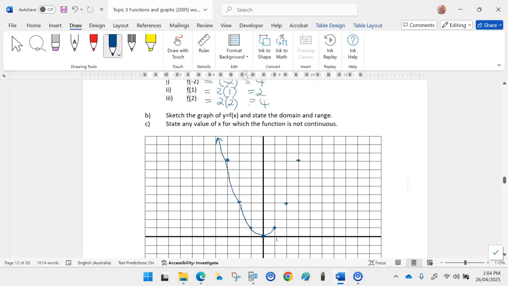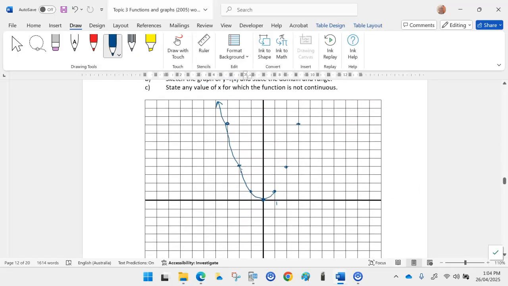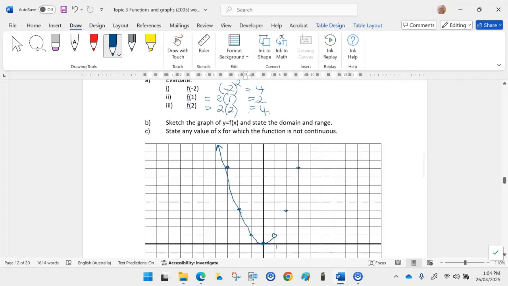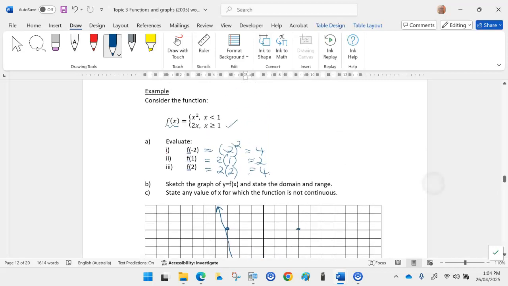At this end, I'll put an arrow to indicate that it just keeps on going to negative infinity. At this end, above x is equal to 1, x is equal to 1 is not part of this function. So although I might have a little dot there, I should have above the 1 a nice circle not filled in and the rest of it joined up. Okay, so that's what y is equal to x squared looks like for values of x less than 1.